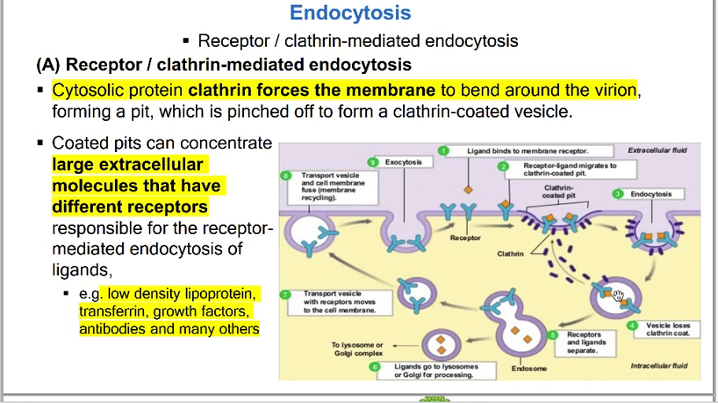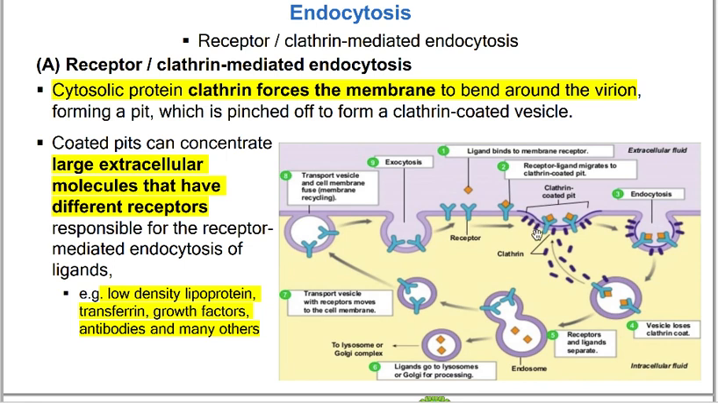Coated pits can concentrate large extracellular molecules that have different receptors responsible for receptor mediated endocytosis, or ligands. That means low density lipoprotein, transferrin, growth factors, antibodies, and many others. And when the vesicle is formed, the vesicle loses the clathrin coat, the receptor and ligand are separated, and clathrin returns back again to the cytoplasm.